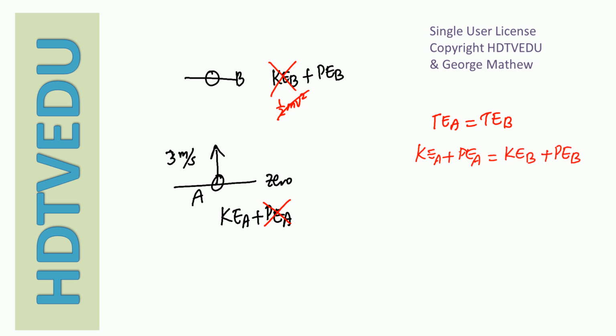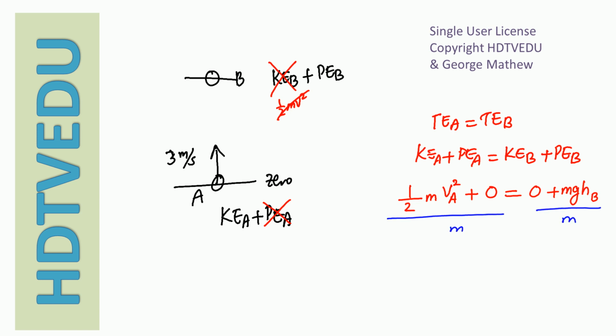energy at B. Kinetic energy at point A is 1/2 mass times speed at point A squared. Potential energy at point A is 0. Kinetic energy at point B is 0. Potential energy at point B is mg times height of point B. Now you cancel mass by dividing both sides by mass. So you get speed at A squared divided by 2 is equal to g times height of point B.